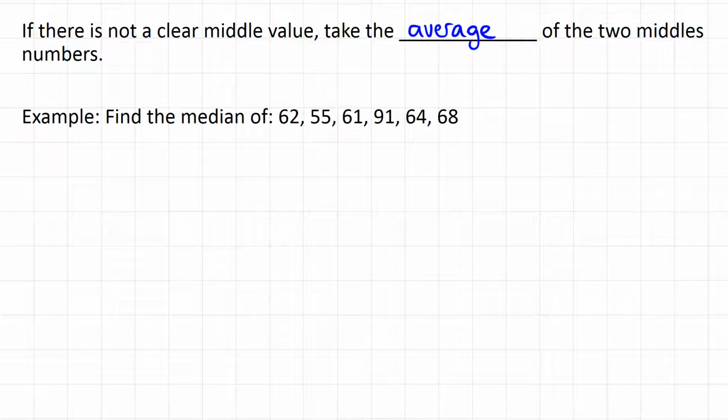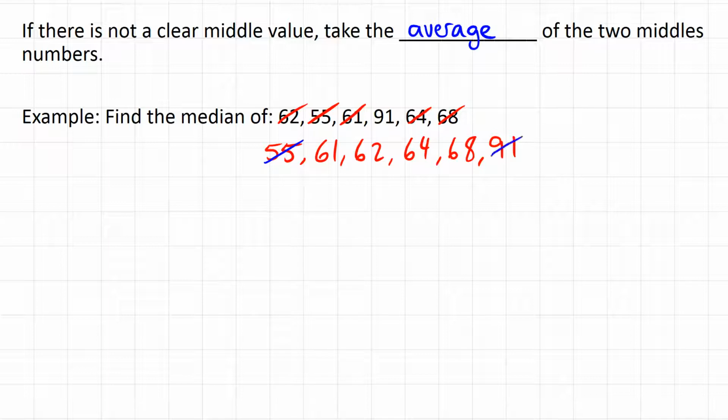The first thing to notice is that they're not in order. So we have to put them in order from smallest to biggest. So you look along the list. Looks like 55 is the smallest number. So I'm going to write 55 first and cross it off so that we remember we're done with it. Next smallest is 61, and then 62, and then 64, 68, and then finally 91. So now my list is in order, and I can start looking for the median.